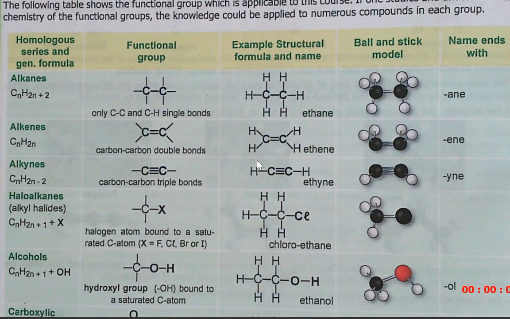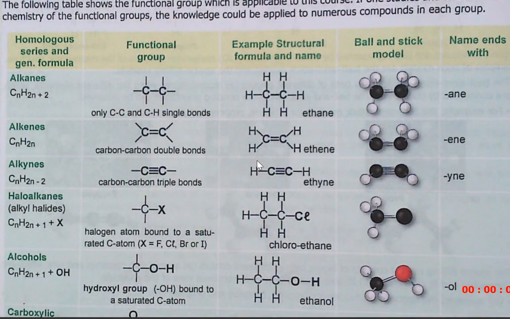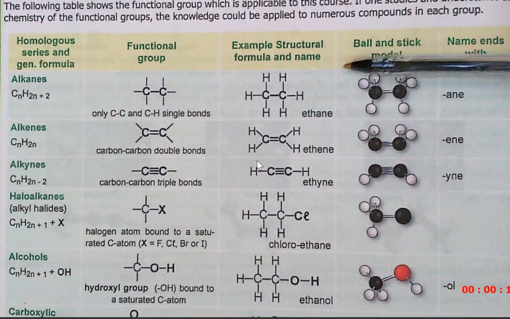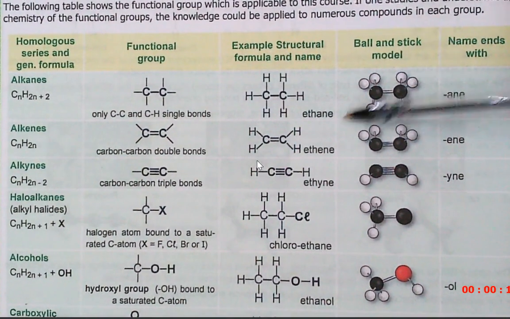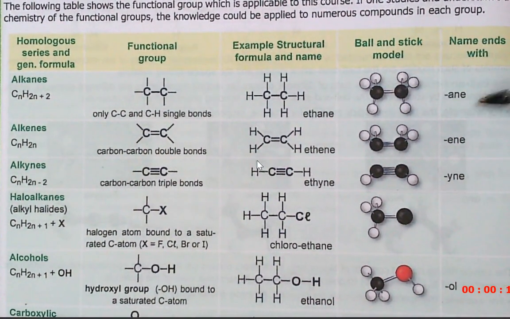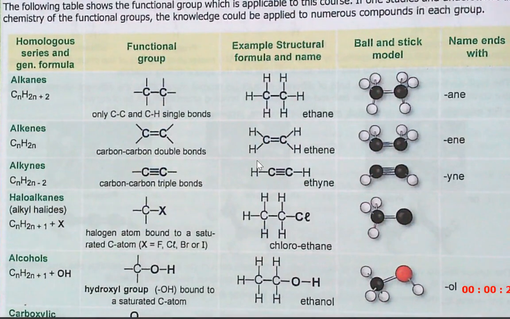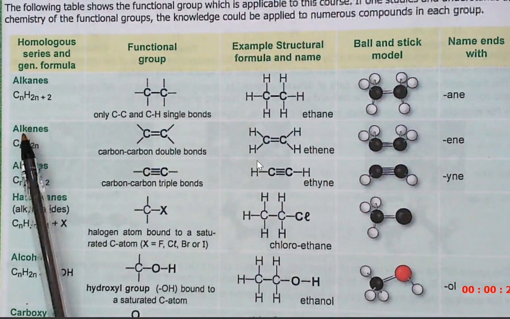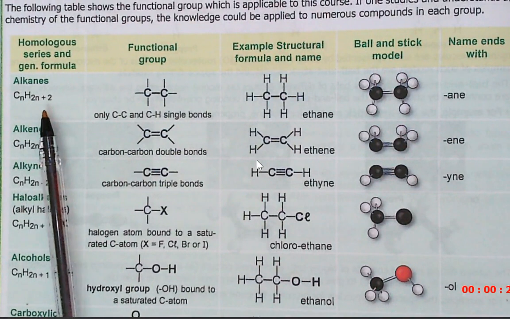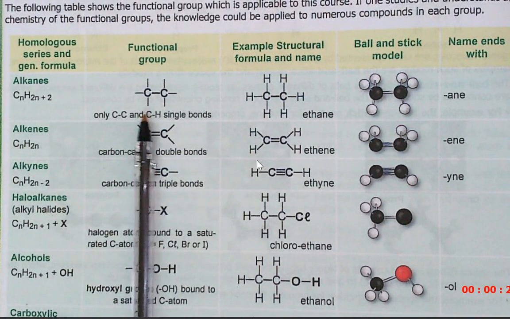All right. So we have a table of these different homologous series and functional groups, and there's the structural formula, the name of it, and some ball and stick model, but it's not super important. But then what the name ends with. So an alkane has this formula, the homologous series, and its general formula is CnH2n+2. This is what it looks like.